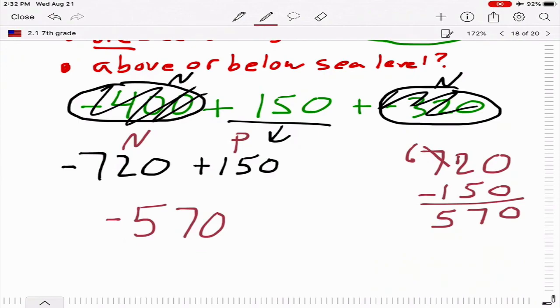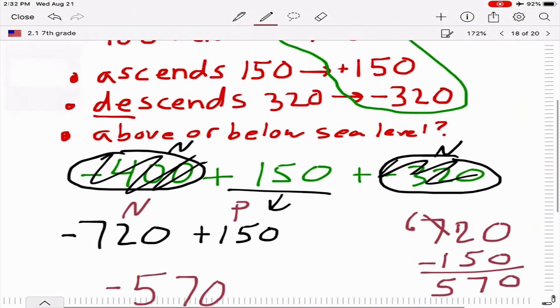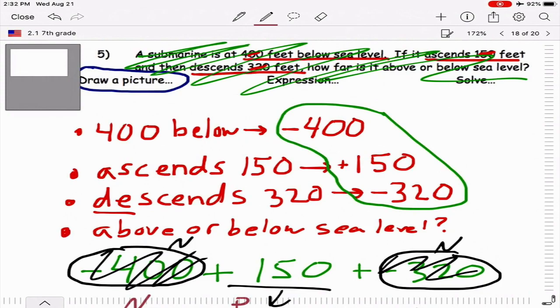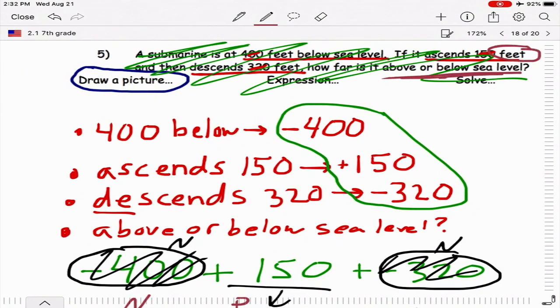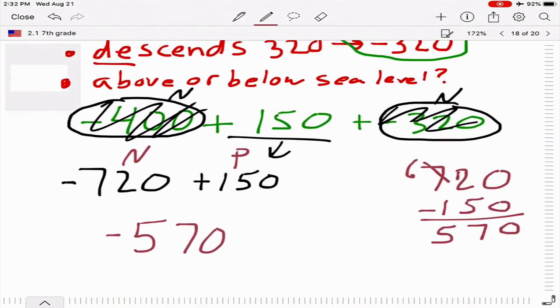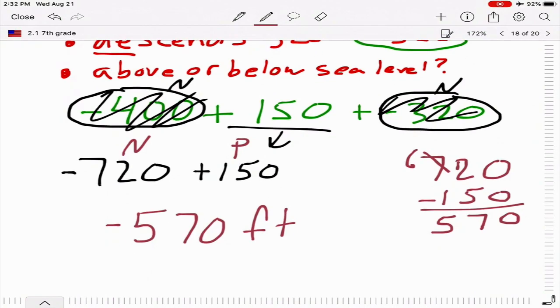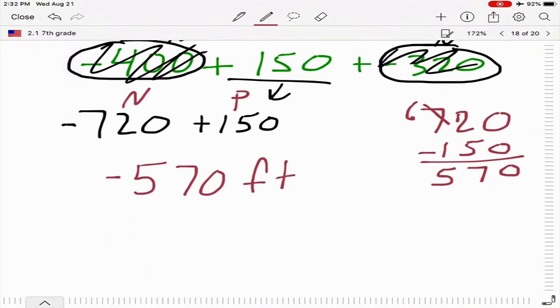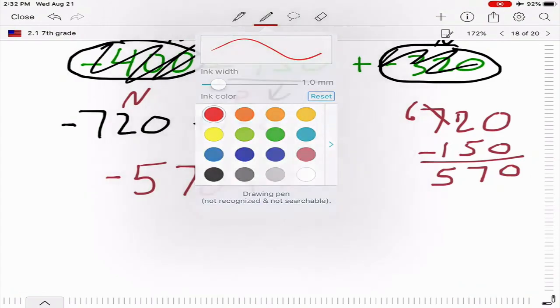One more step and we're done. Technically there's your answer, but obviously you can't have negative, right? You can't have a negative feet, I mean. And don't forget what the final question was asking for. You know, is it above or below sea level? Obviously we're talking about feet. It doesn't make sense if you say negative 570 feet, right? Because distance can't really be negative. So we're going to convert the negative symbol into a word.